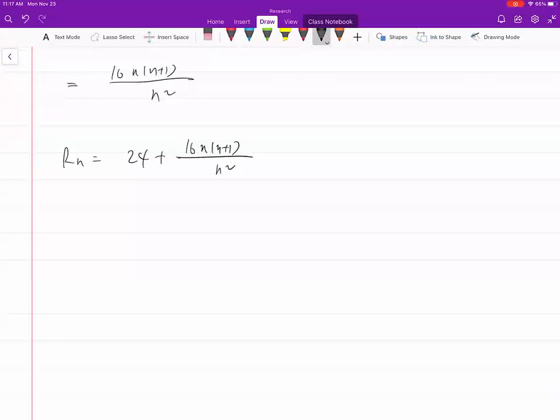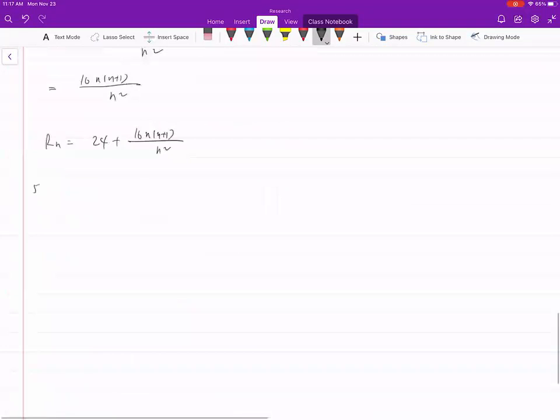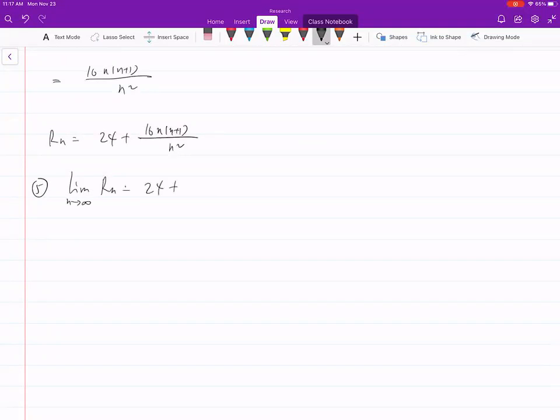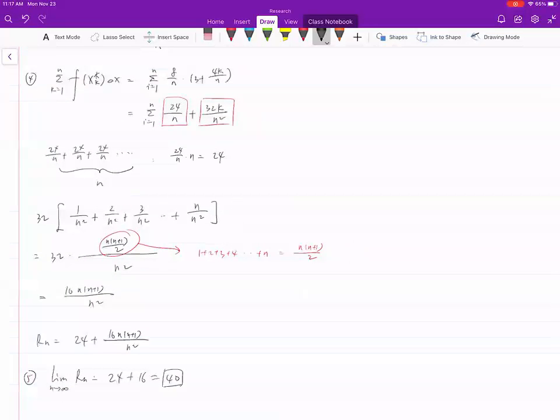Finally, for the last case, number 5, you let n go to infinity. The first one is still 24. The second one, you can use the leading terms. It's going to be 16. So together it's 40. Sounds good?